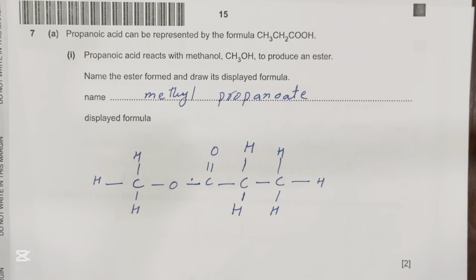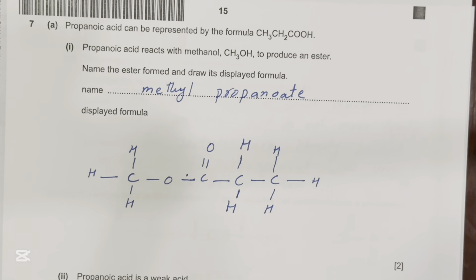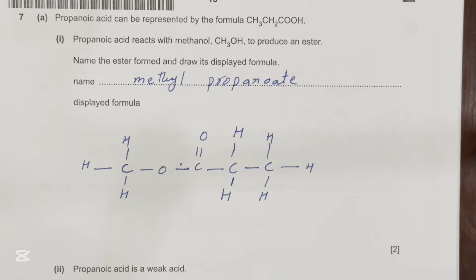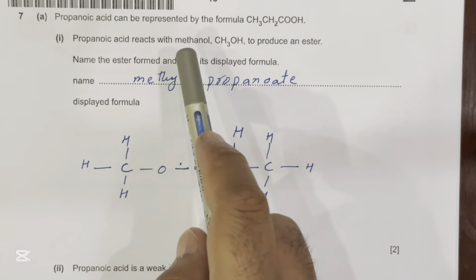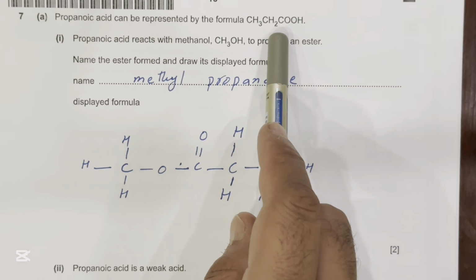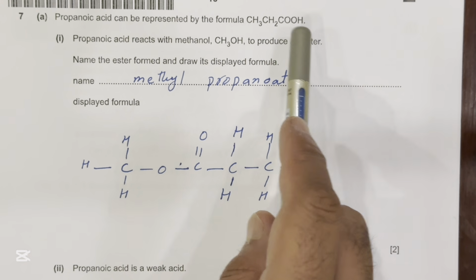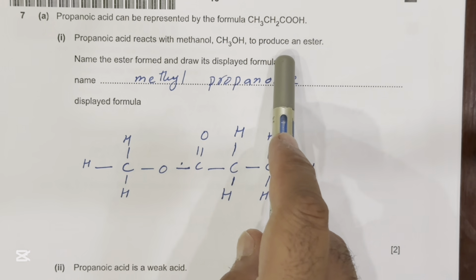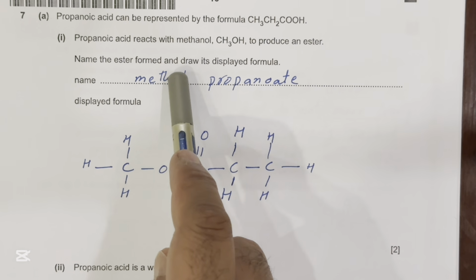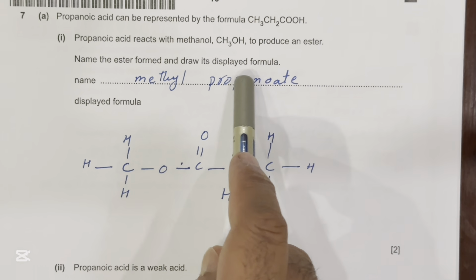less sulfur dioxide. Moving to the last question of this paper, question number 7, that is from the topic of polymerization or macromolecules. Propanoic acid can be represented by the formula CH3CH2COOH. Propanoic acid reacts with methanol to produce an ester. Name the ester formed and draw its displayed formula.